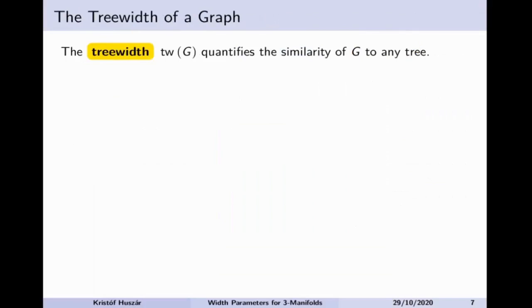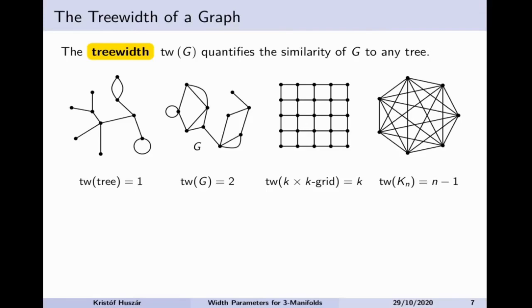Okay, so now let me discuss the treewidth of a graph briefly. Informally, the treewidth of a graph G quantifies the similarity of G to a tree. The definition is a little bit cumbersome, so I would like to illustrate this concept by examples. As you would expect, the treewidth of a tree is 1. Note that this concept does not sense multiple edges or loops, so they will never change the treewidth. At the other end of the spectrum, the treewidth of the complete graph on n vertices is n minus 1. But you can get everything in between. Interestingly, if you take a k by k grid, that will have treewidth k, and that also shows that you can have arbitrarily high treewidth even among planar graphs.